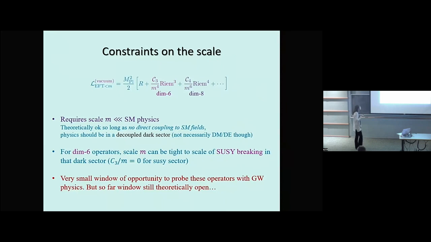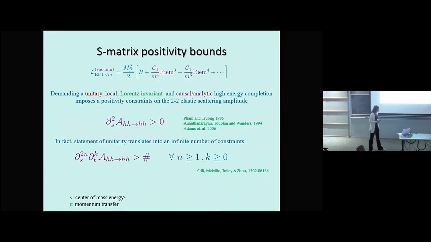For the dimension 6 operator, the coefficient here, we typically capture the scale of SUSY breaking in this dark sector. So if you are imagining a completely supersymmetric dark sector by itself, without coupling to gravity, it would be supersymmetric, then you would expect this coefficient here to vanish. With these considerations in mind, and this is really up to you to think whether you're swallowing too much or not, then in principle, there is a small window of opportunity to probe this type of operators with future gravitational waves. It's a very small one, but at the moment it is still technically open, I would say, until it gets closed down soon. So this is the consideration about the scale.